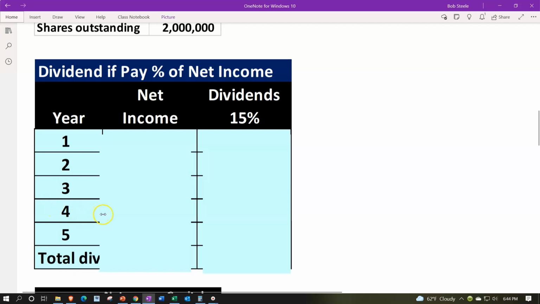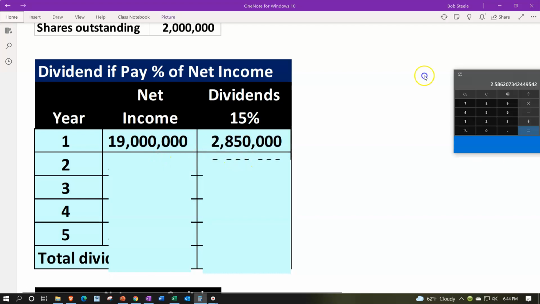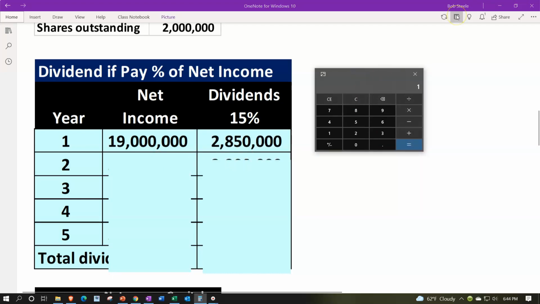Of course, we'd have years 1 through 5, and then we got the net income at the 19 million times the 15% going out. So that would simply be, of course, the 19 million times 0.15. Hold on a sec. An added 0 got in there because I had a fat finger moment, times 0.15.